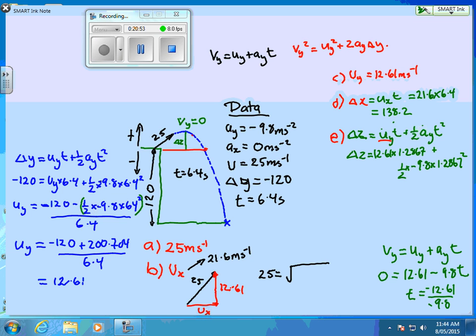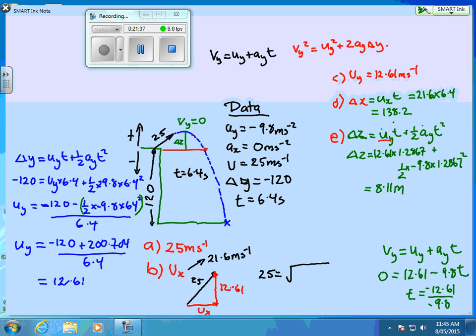So you put that in, and probably I should do it in the calculator to get it right. 12.61 times 1.2867 plus 0.5 times minus 9.8 times 1.2867 squared equals, I get 8.11 metres. Okay, 6.4 seconds takes me from that point all the way to that point. It only took a short amount of time to get from there to its maximum height.